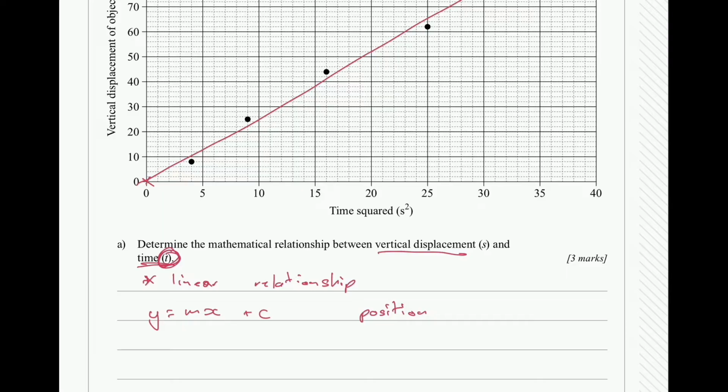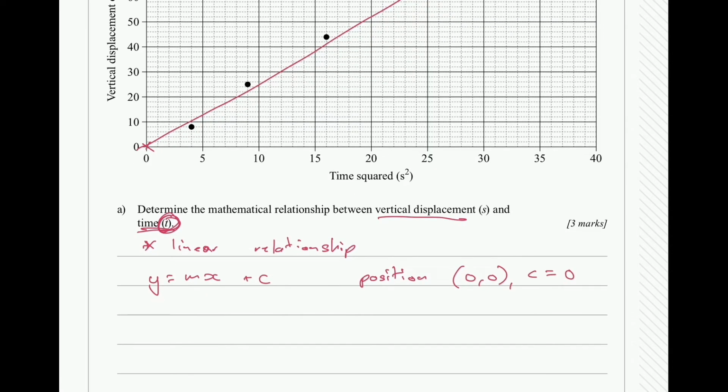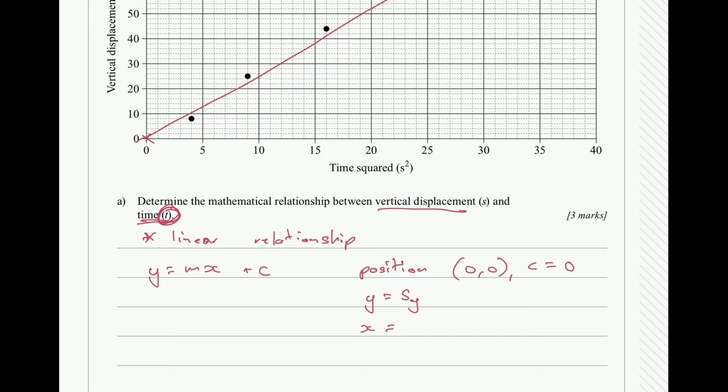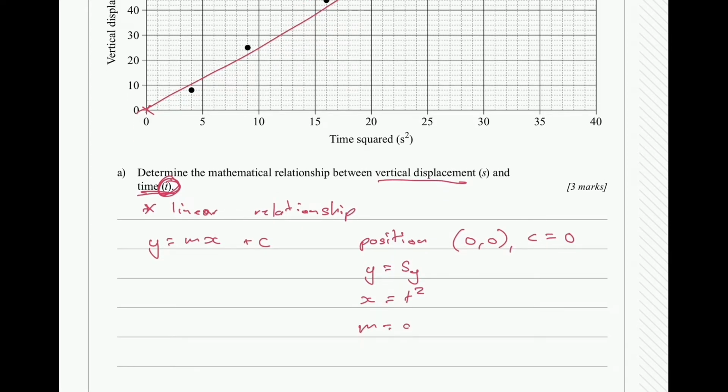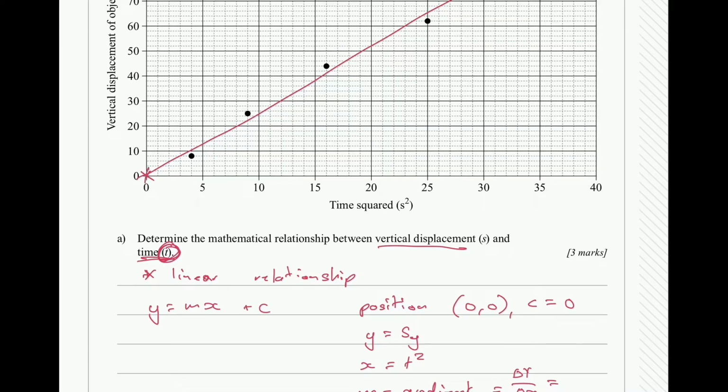So position 0, 0 is our original displacement. So we know c is equal to, therefore c is equal to 0. Another thing is, let's go through what our y is equal to first. Y is equal to sy, our vertical displacement. X, on the other hand, is equal to our time squared, so t squared. Now, m, which is our gradient, always has a formula which is equal to our change in y over the change in x. And in this case, we're just going to pick 2 positions. I'm going to use the 0, 0 as one of my positions.